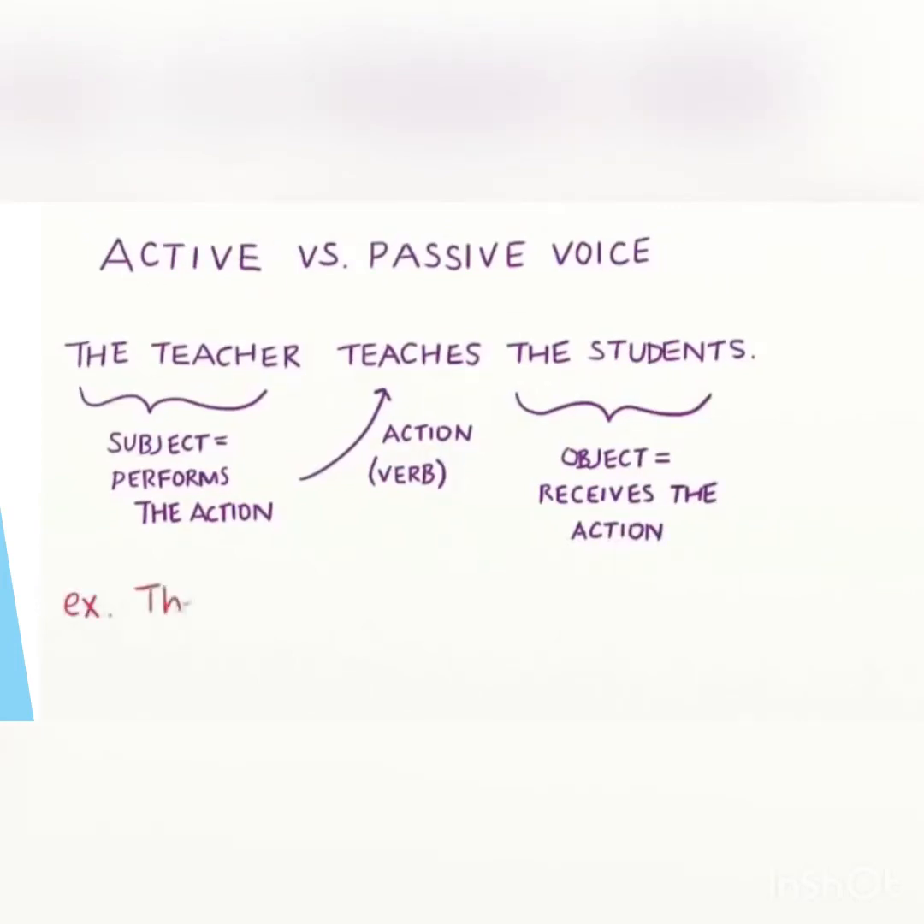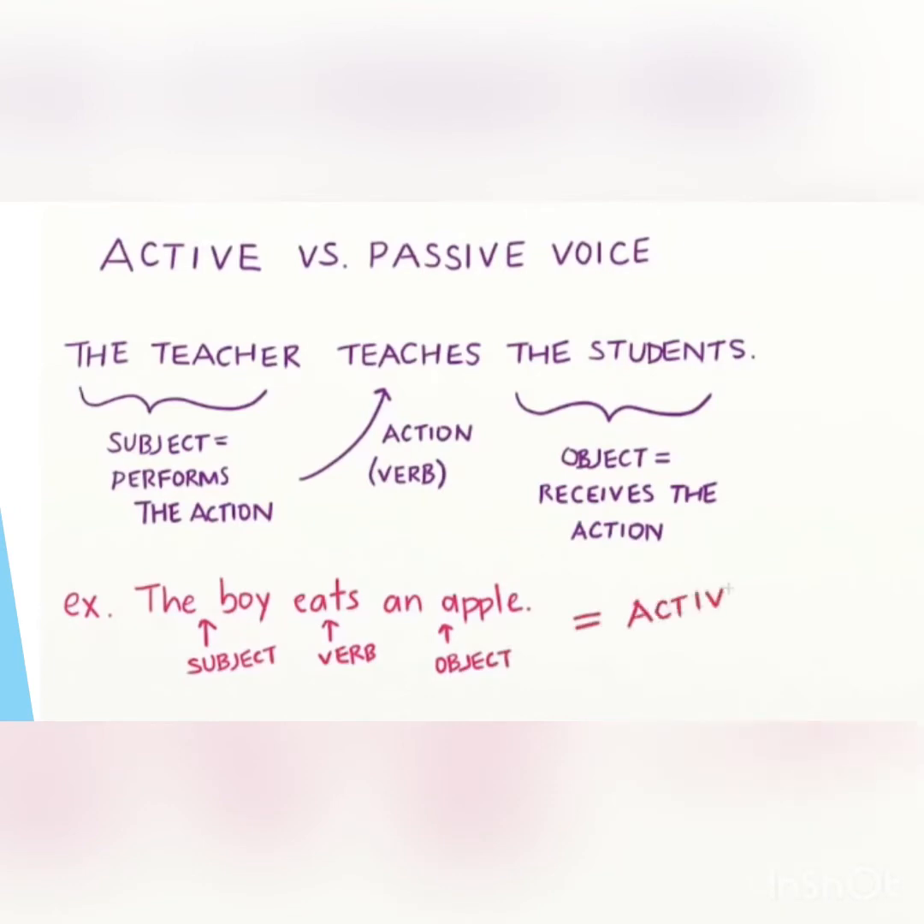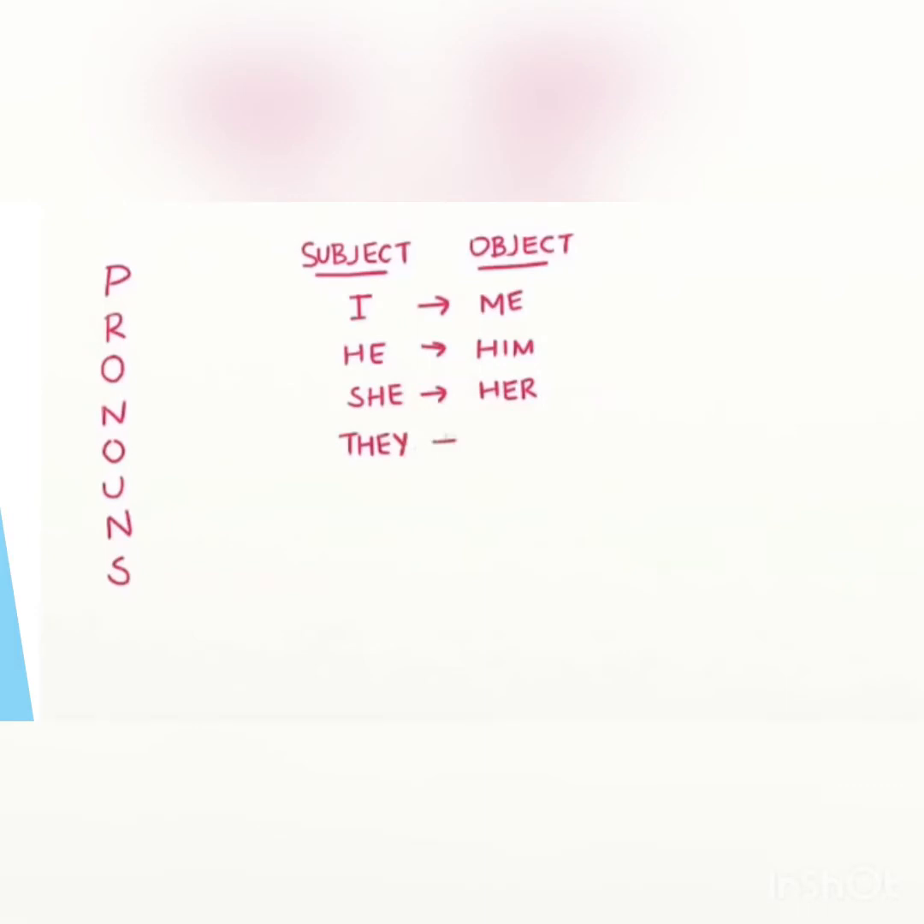Another example. The boy eats an apple. In this sentence, the boy is the subject, eats is the verb, and an apple is the object. This is an example of active voice. Sometimes you can use subject and object pronouns to take the place of nouns in the sentence. This chart shows you an example of all of the subject and object pronouns.